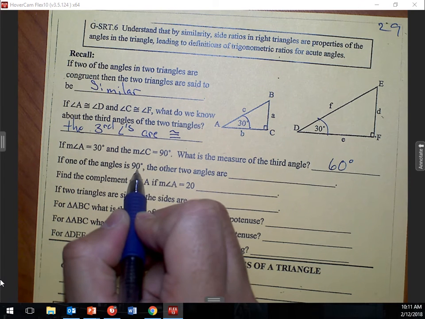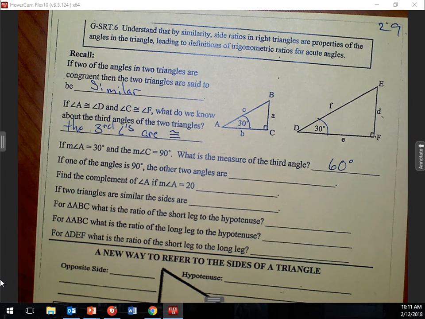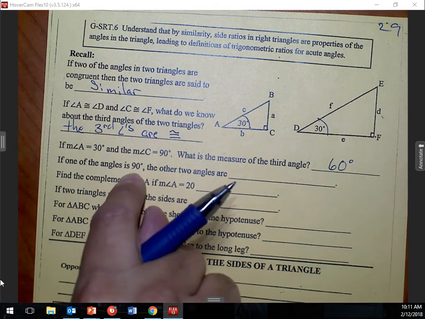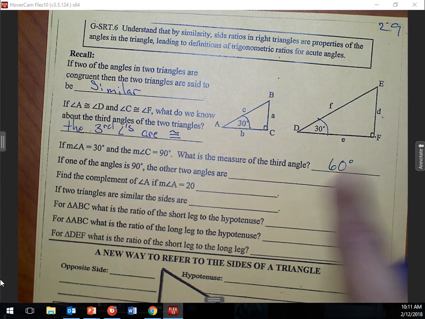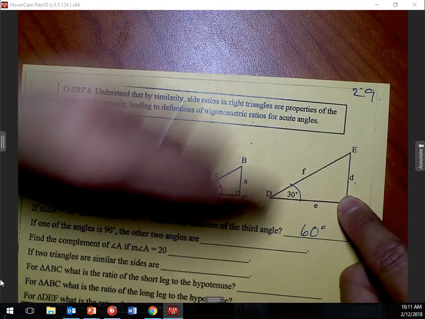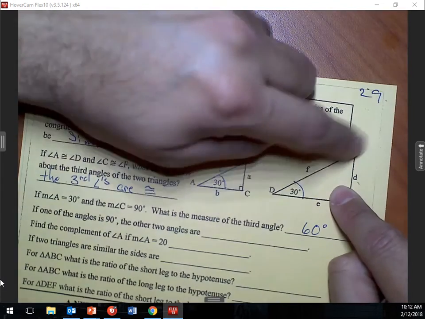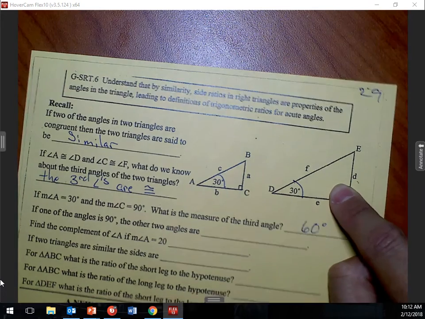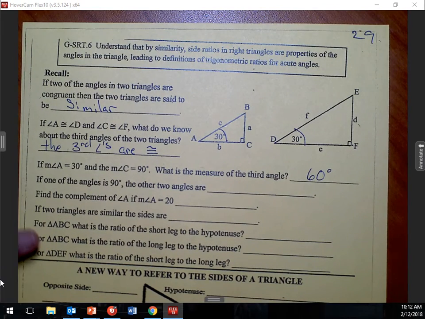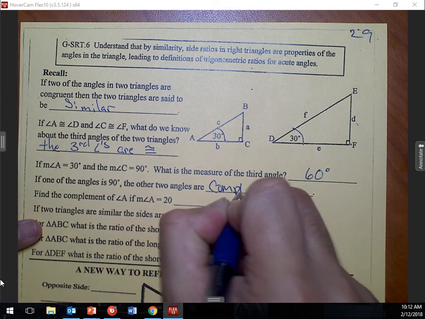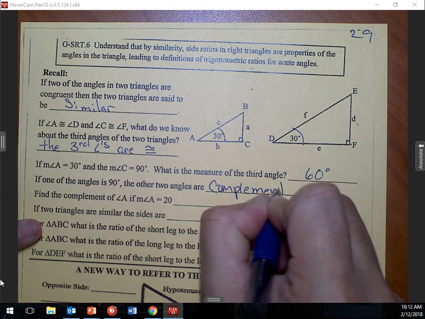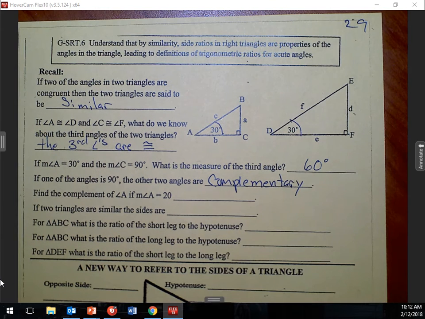If one angle is 90, the other two angles together add up to how much? All of them add up to 180, but if one of them is 90, the other two have to add up to 90. So let's look at it right here. If this one is 90, these two together have to add up to 90. So what is it called if the angles add up to 90? I heard it. Complementary.